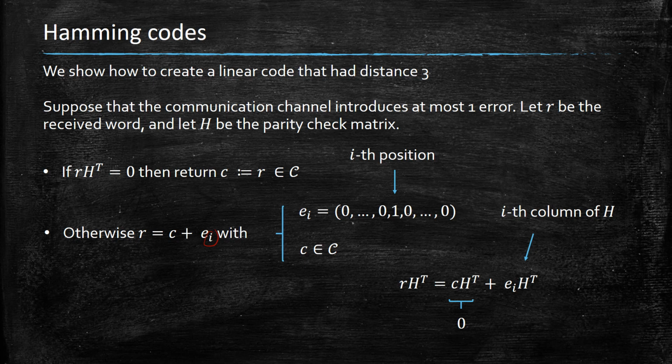So we're left with e_i times H transpose, which is exactly the ith column of the matrix H. So to decode, the only thing we need to do is to identify which column of H is the vector r times H transpose. We identify the index and we flip the coefficient of index i in the received vector r, and that gives us a codeword, under the assumption, of course, that there was only one error. Okay, so in this way we avoid having to calculate the table of syndromes.